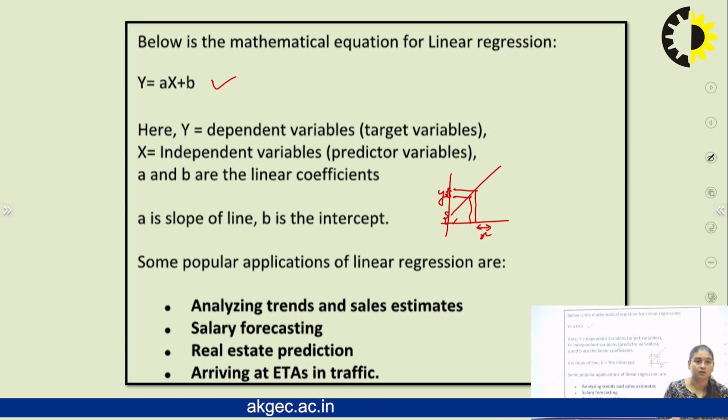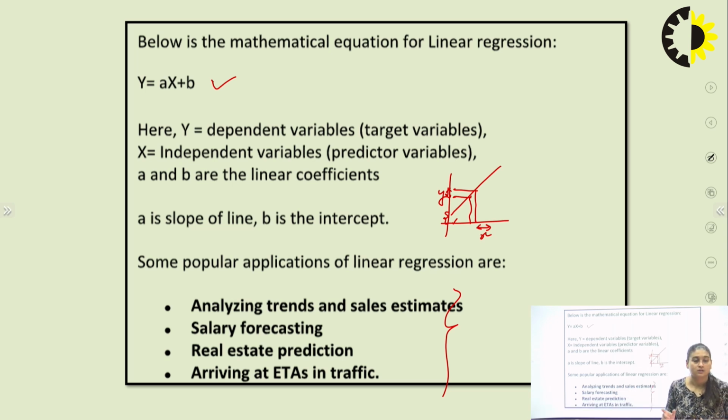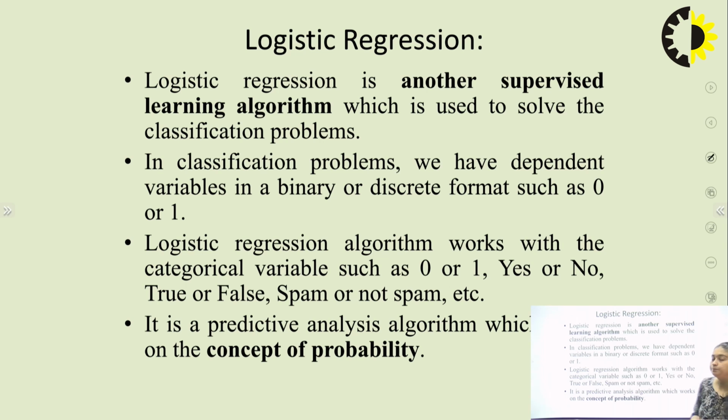There are some popular applications of this particular regression, like analyzing trends and sales estimates for sales forecasting, as we have seen an example of this. Then real estate prediction, and arrival ETAs in traffic, and many more. So this is all about linear regression.